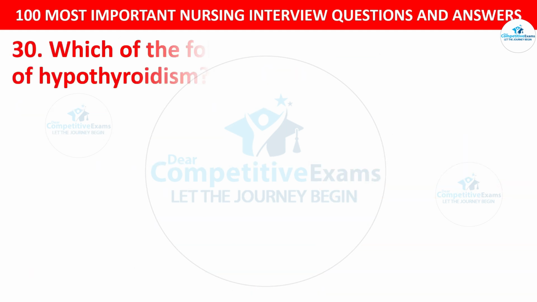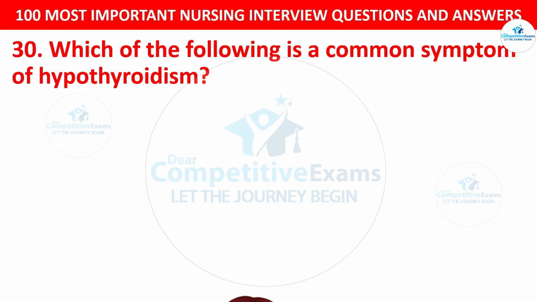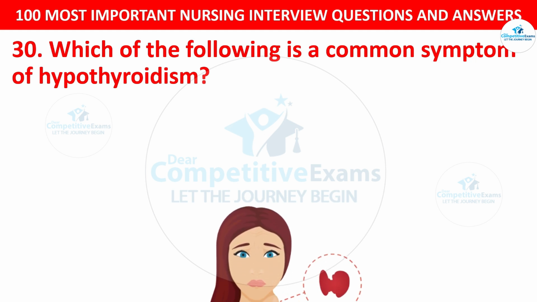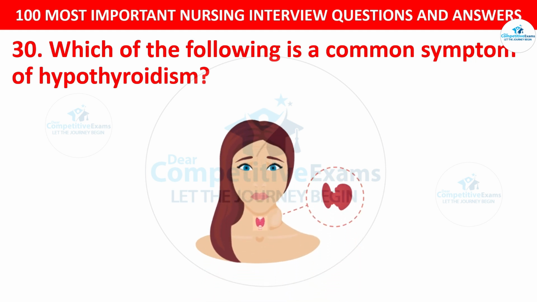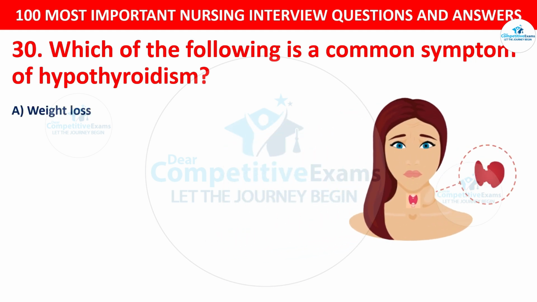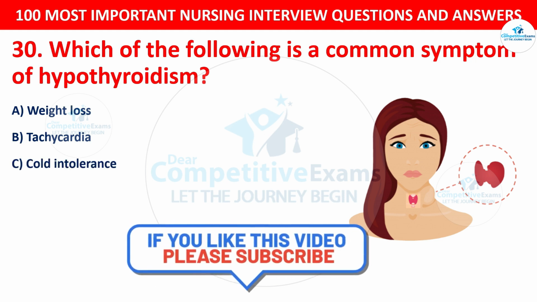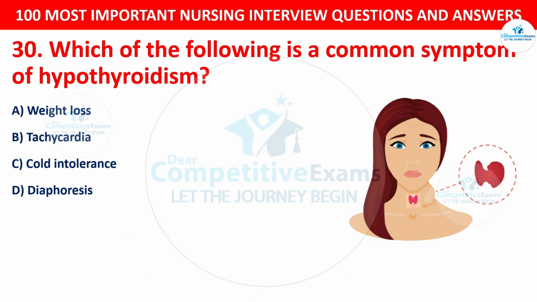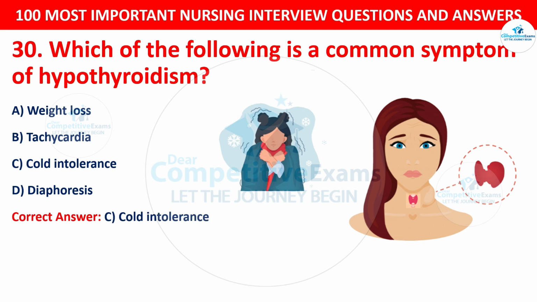Question number 30. Which of the following is the common symptom of hypothyroidism? Your options are weight loss, tachycardia, cold intolerance, or diaphoresis. The correct answer is C, that is cold intolerance.